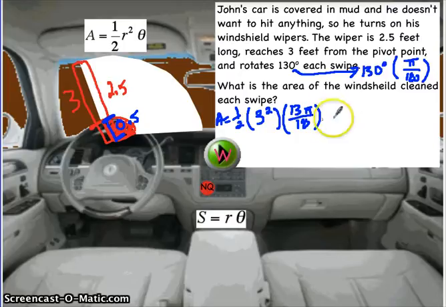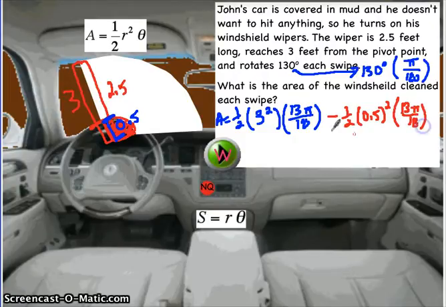Now we can take that portion and subtract off the red part. So 1/2 radius 0.5 squared times, again, radians. And notice again, it doesn't matter that it's a smaller portion, it's still traveling through the same central angle.